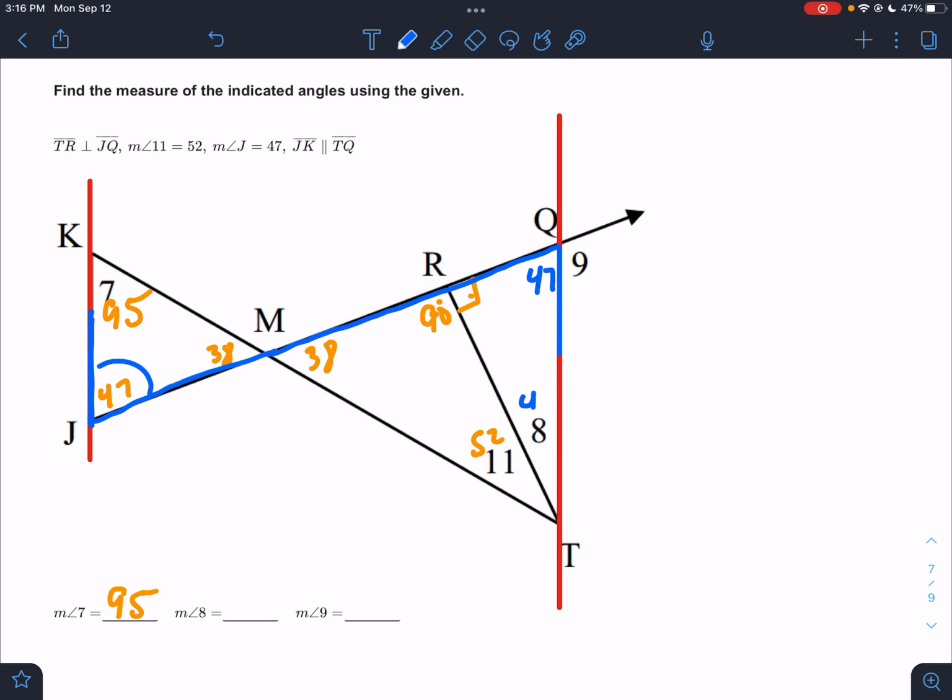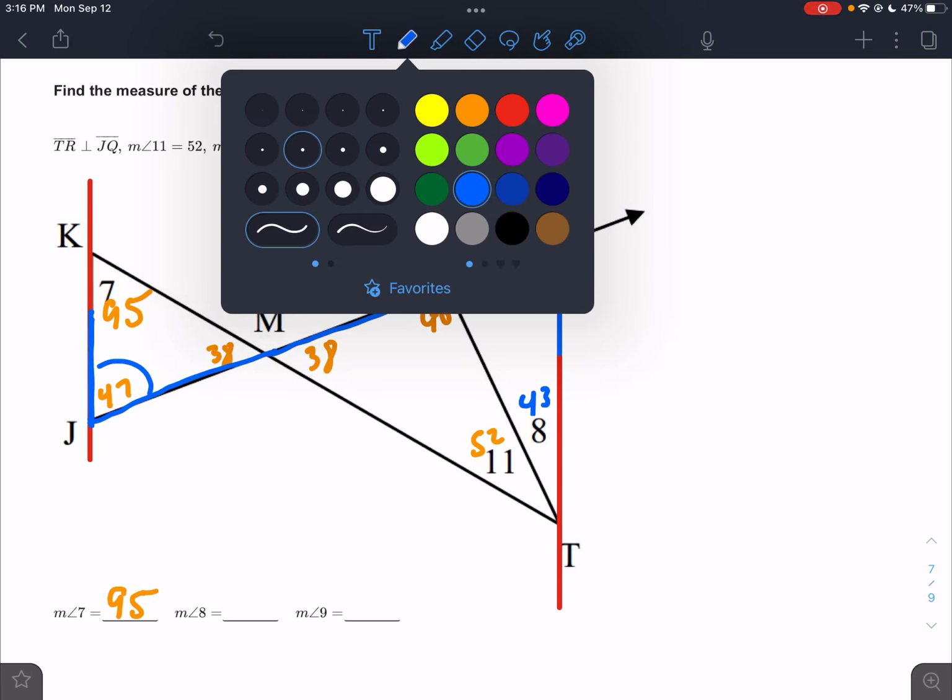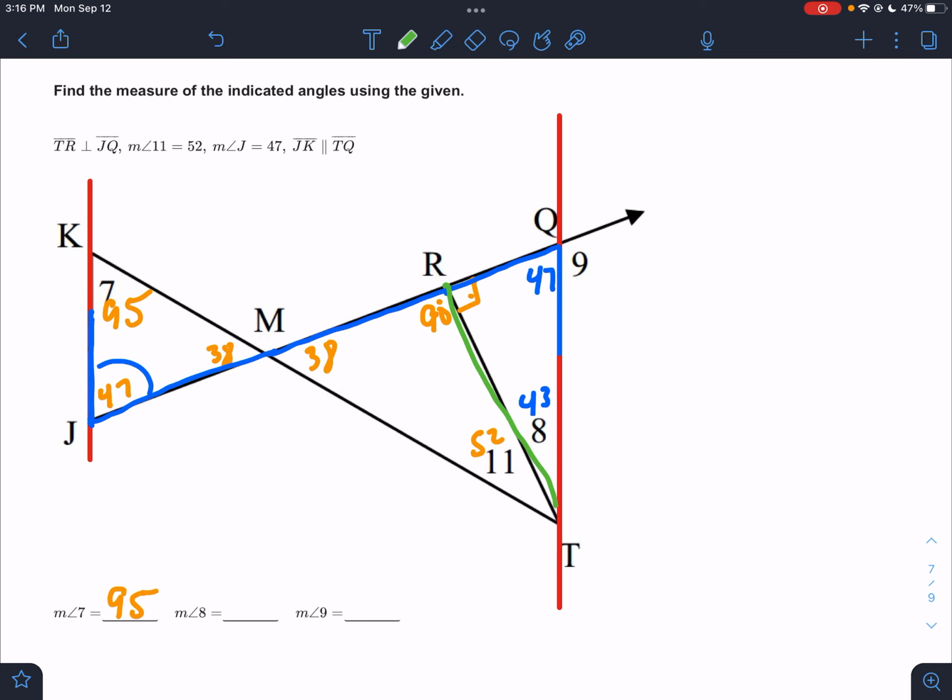Well, that means this angle has to be 43 because we have another triangle situation over here. If you look at this green shape, that would be a triangle. And we had a 90 and a 47, leaving us with 43. And then angle 9 next to it would be a linear pair. So that's going to be 133. So angle 8 comes in at 43. Angle 9 comes in at 133. That's a hard problem.